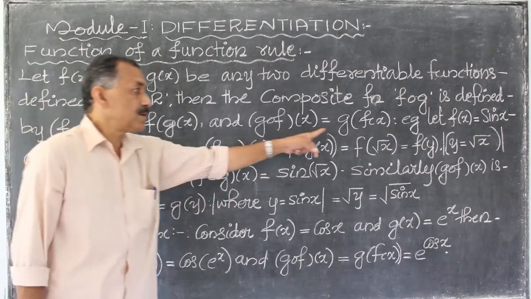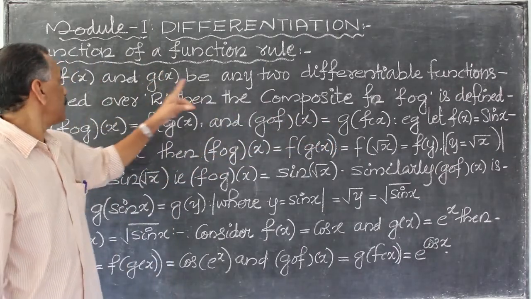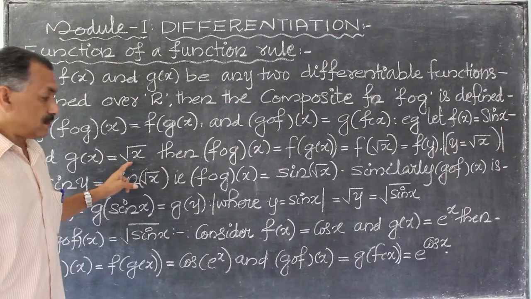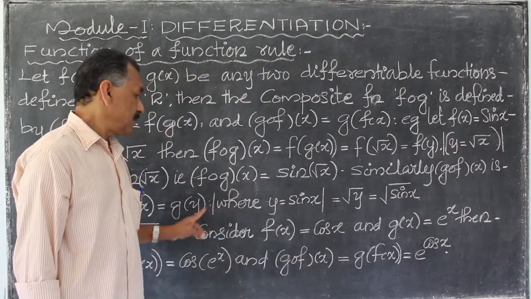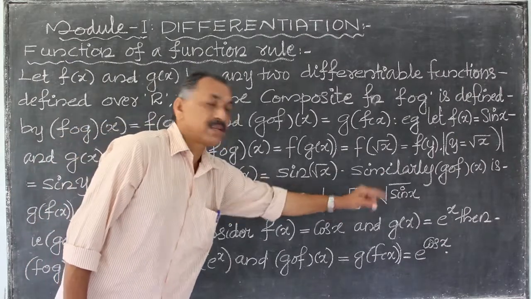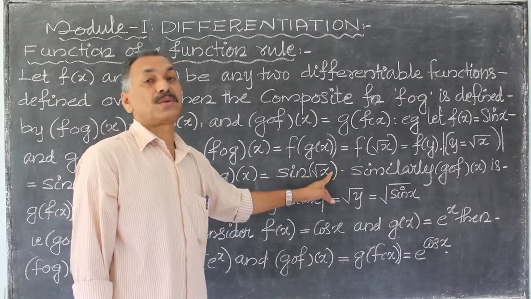What is g of x? g of x is equal to root x. Therefore, g of y is equal to root y. That is root sin x. And f∘g of x is equal to sin root x.